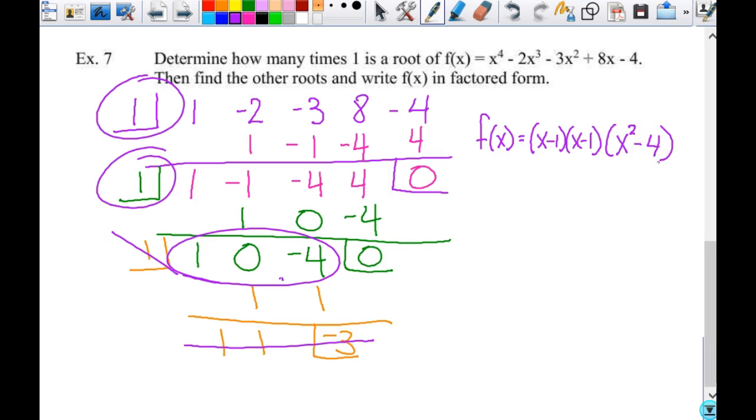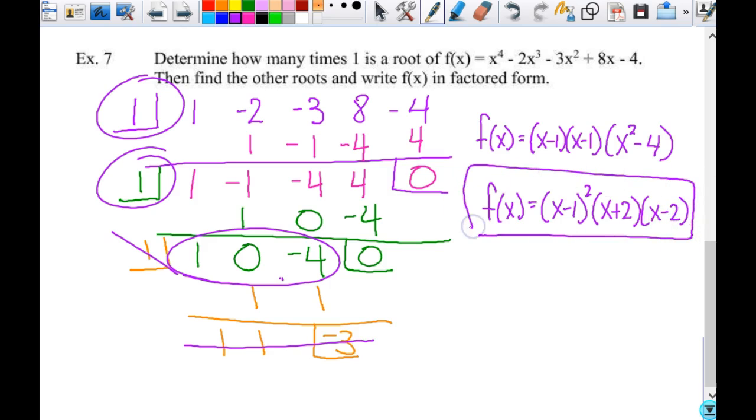Yes? Can you factor that more? Yeah, can you factor the x squared minus 4? Yes, you can. So f of x, and what should I really do with this x minus 1? Combine it. So x minus 1 squared. Then x squared minus 4 factors into what? X plus 2, x minus 2. Okay. So there is my function in factored form.